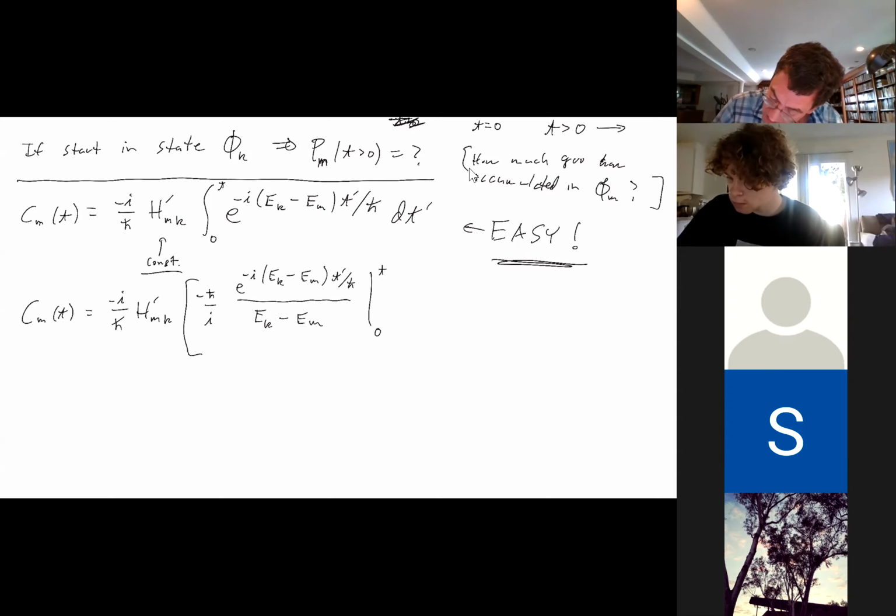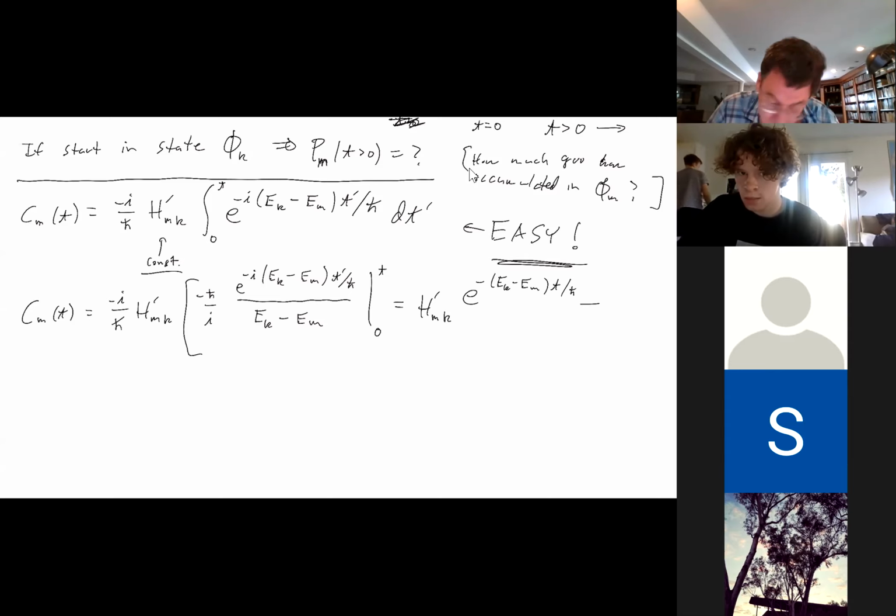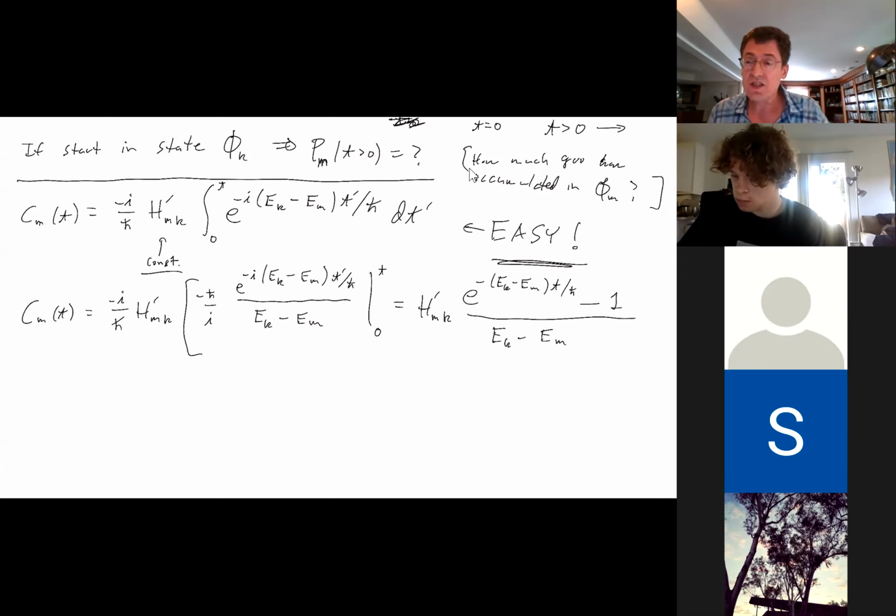And so I integrate from 0 to t, so I plug those in the usual way, and then I end up with H prime m k times e to the negative i (E_k minus E_m) t over h bar, minus 1, divided by E_k minus E_m. All right, it's just some algebra. It's just the integral of an exponent. So that's easy math, actually.